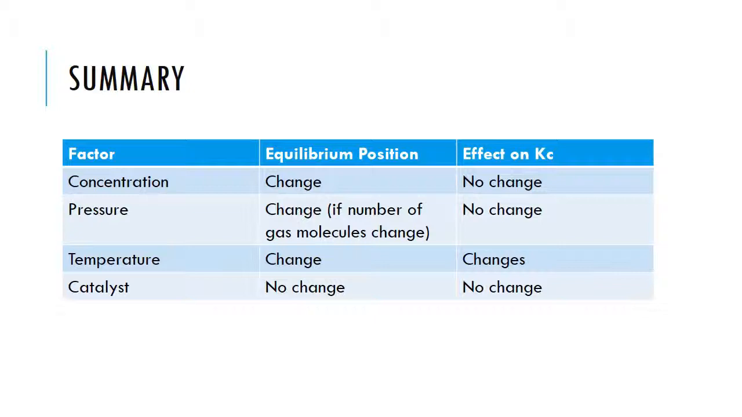Temperature changes the equilibrium position, but it also changes the value of Kc because Kc is temperature dependent, because it changes how fast the molecules are moving and therefore more molecules have the ability to have successful collisions and all that kind of stuff, forcing it in one direction. And a catalyst has no effect on the equilibrium position, only the rate. And it has no effect on the Kc, again, only on the rate.